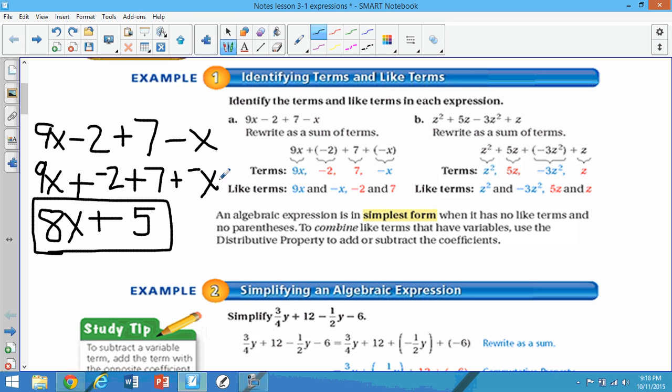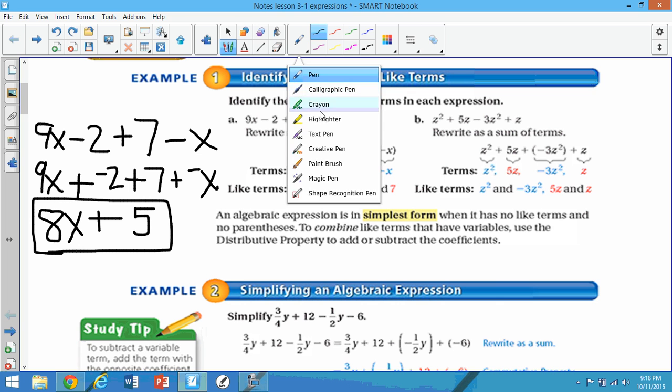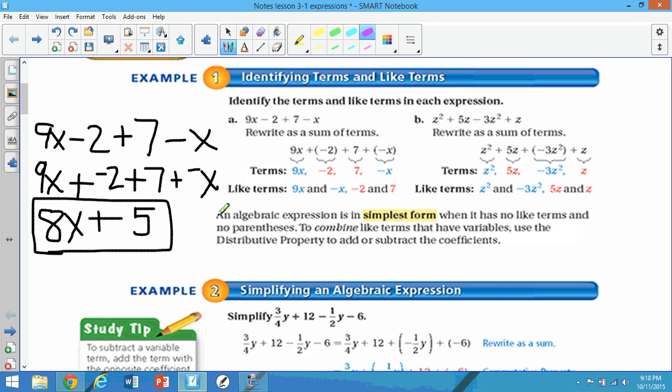Okay? That's how you would go about doing that. You would simplify your terms. The like terms are the 9x and the negative x and the negative 2 and the 7. So that is combining them. And when you combine them, the benefit of doing that is you are then able to write the expression in simplest form. That's when it has no like terms and no parentheses. Okay? That all the like terms are added together and the parentheses are gone.